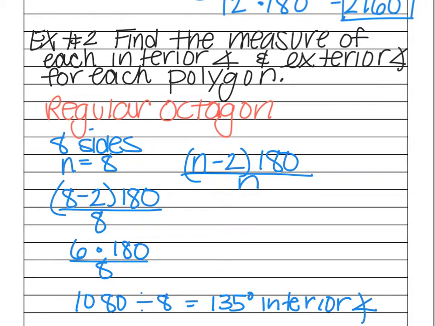Now, in order to find the exterior measurement, which I'll do here in red, you're going to take 180 and subtract 135 to get the exterior angle measurement, which is 45 degrees.